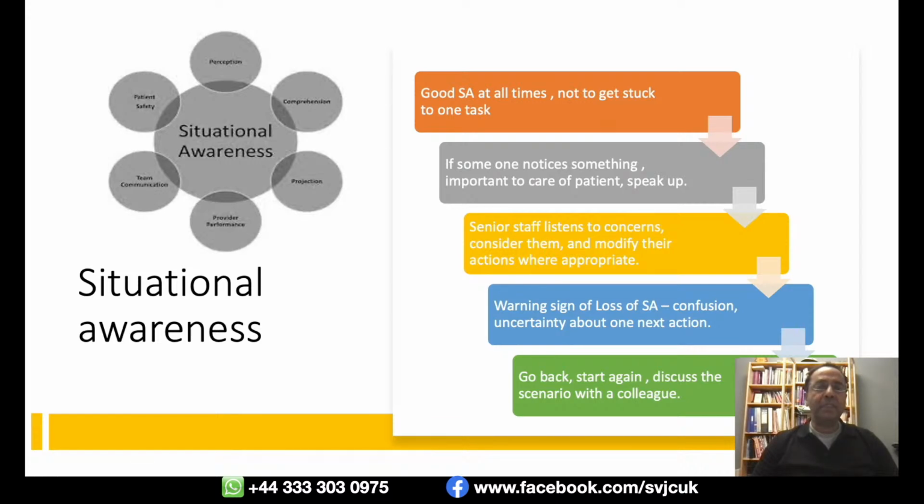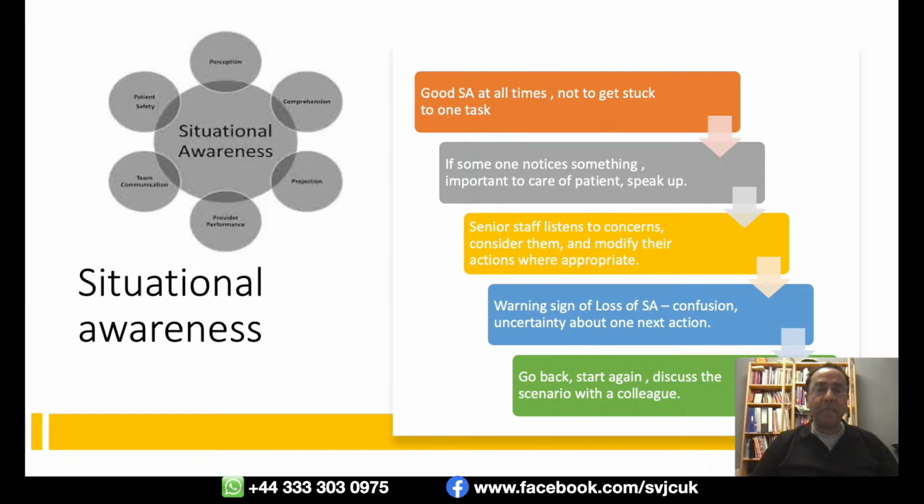If someone notices something, it's quite important for that particular person amongst the team members to speak up and flag it, even though that particular point may not be relevant or important for that person, because it could turn out to be important for the patient's care. Senior staff should have the ability to listen to concerns. They should work as a constructive team, and obviously listen to all the staff's concerns.